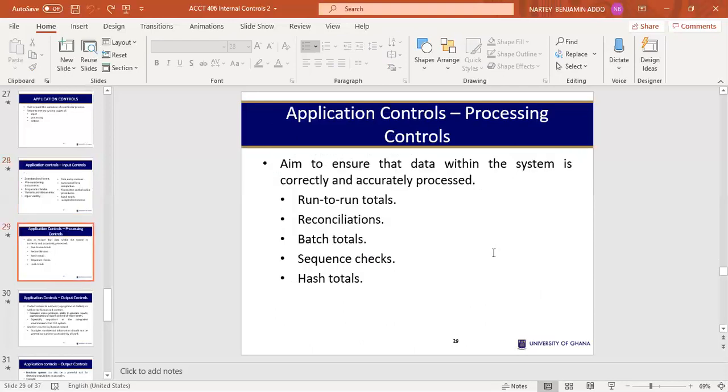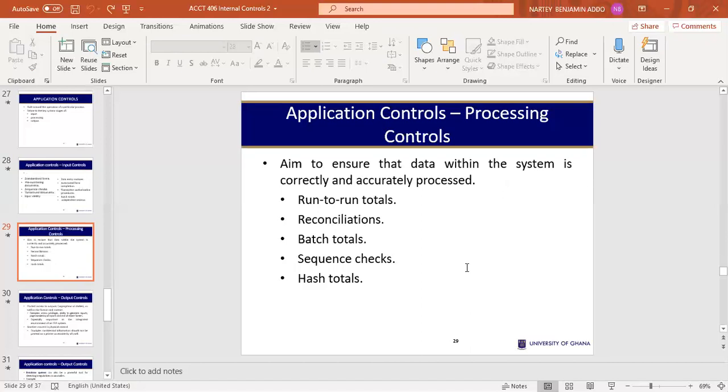So let's go to the processing controls. For the processing controls, we have what we call run-to-run totals, reconciliation, batch totals. But we can group them into three. We have the run-to-run totals, we have what we call the audit trail, and then we have the batch totals. Honestly, we need to check these. For example, hash totals are about non-financial information. So the non-financial information is also in the batch totals.